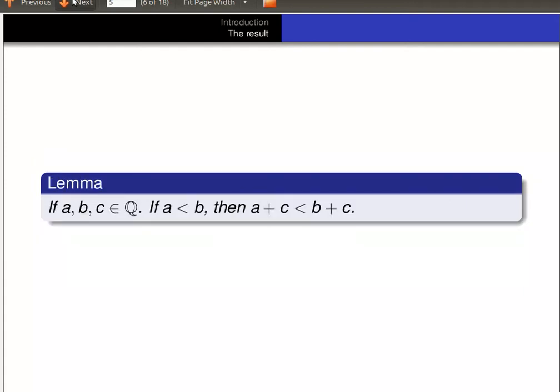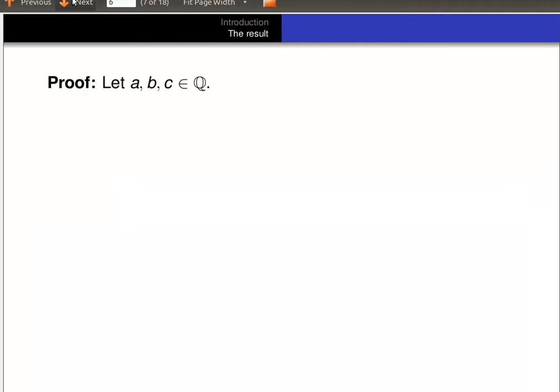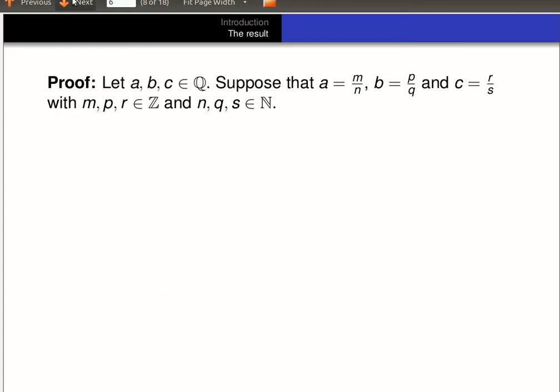So now let's turn to the result we're going to prove. We're going to prove this lemma: if a, b, and c are rational numbers, and if a is less than b, then the sum a plus c is going to be less than the sum b plus c. So let's let a, b, and c be rational numbers, and let's suppose we've represented a as m over n, we've represented b as p over q, and we've represented c as r over s. So in particular, all of the numerators m, p, and r are integers, and the denominators n, q, and s are going to be natural numbers.